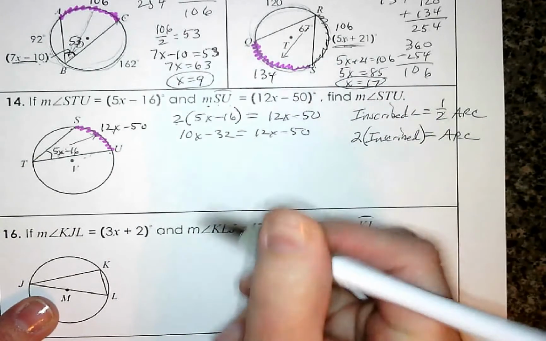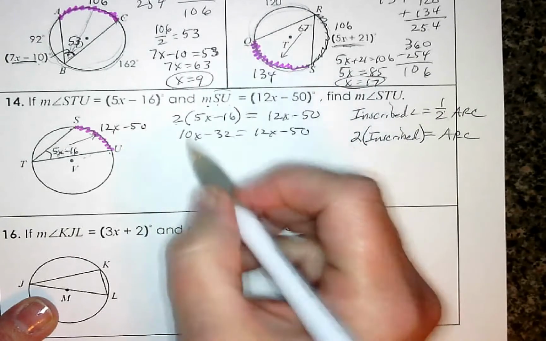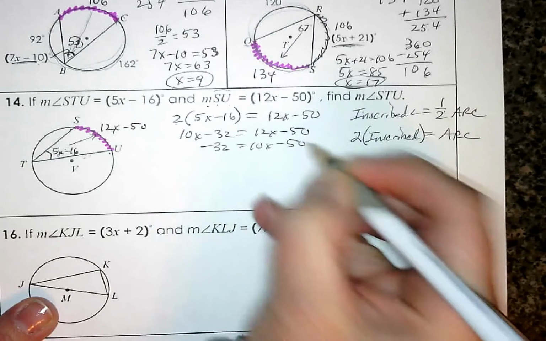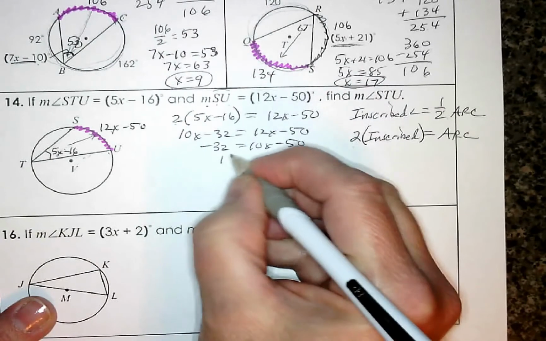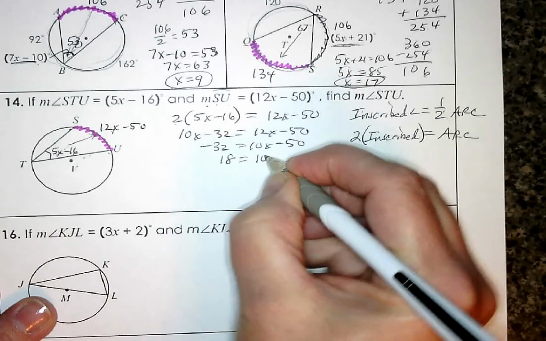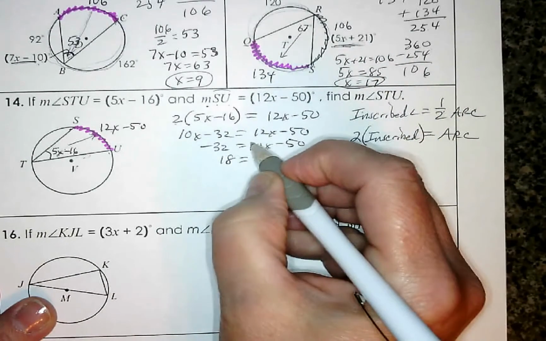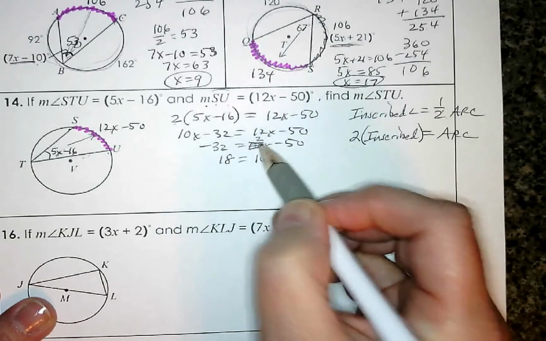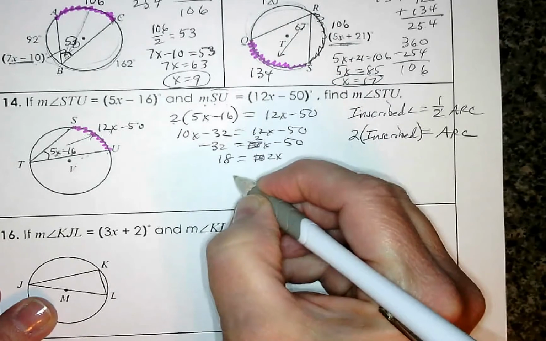Now I'm going to subtract 10x over here. There's lots of different ways to do these. I'm going to add 50 over here, so that gives me a positive 18. Oops. How come nobody told me I made an error there? When I subtract 10, I should only have 2 here. So divide by 2, so x equals 9.